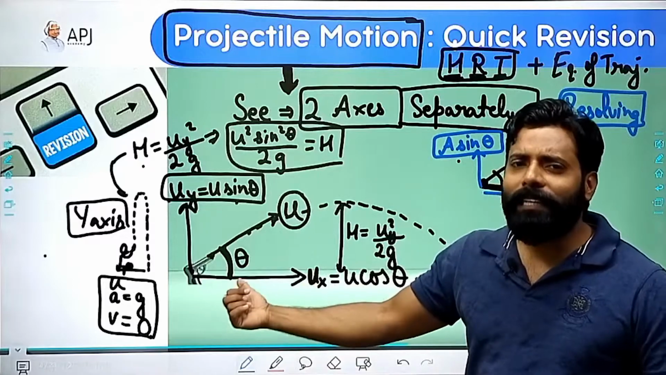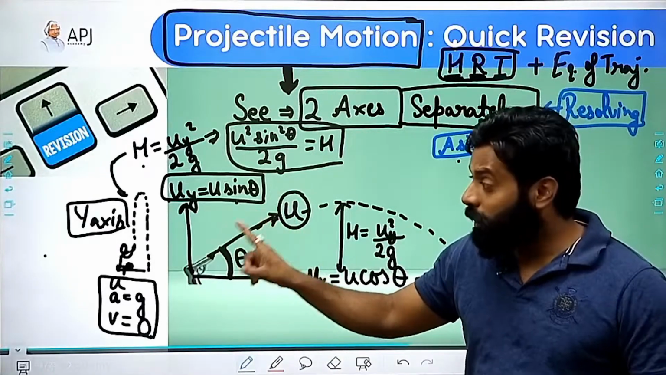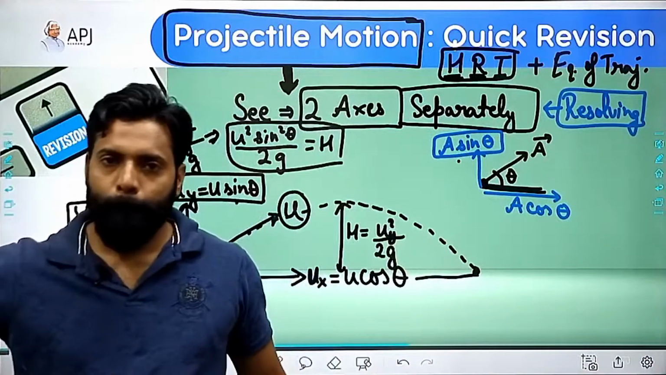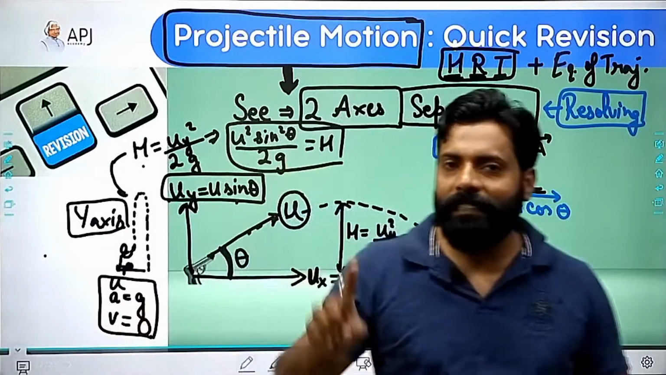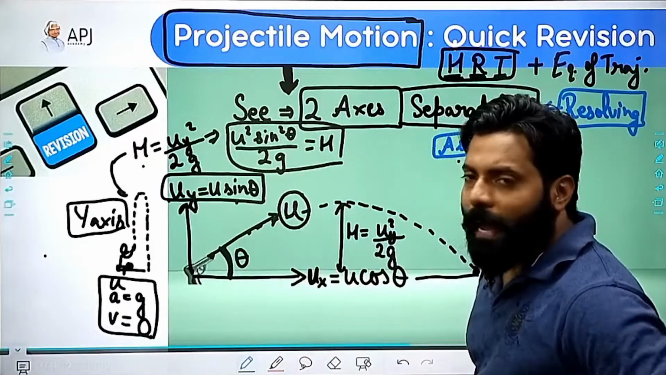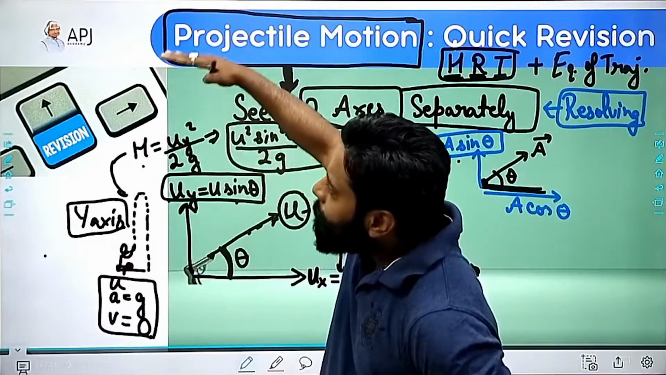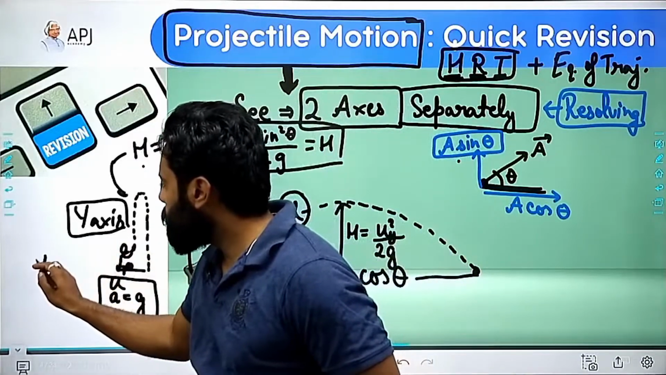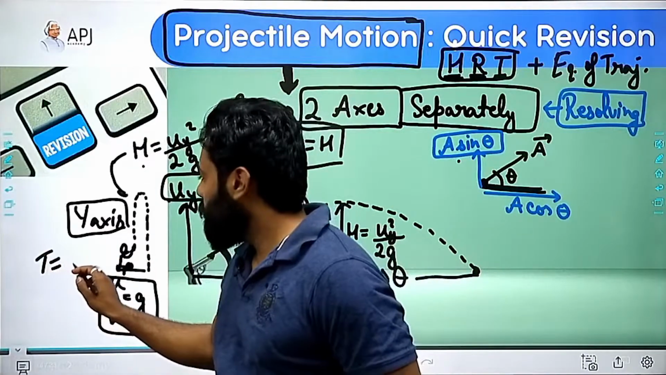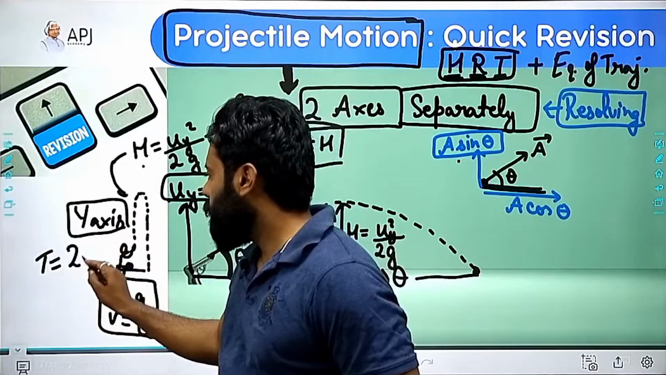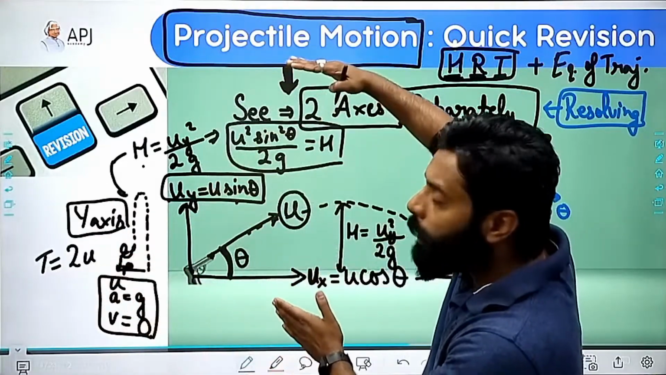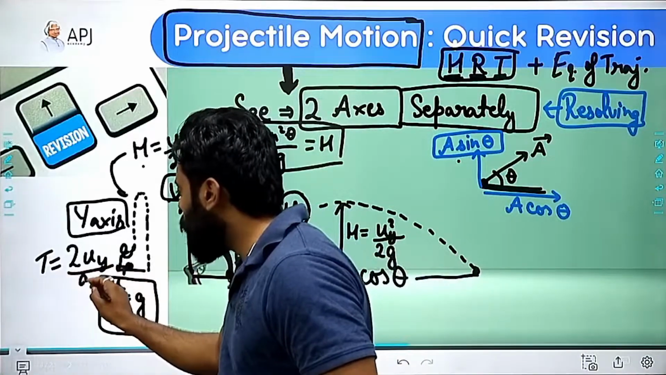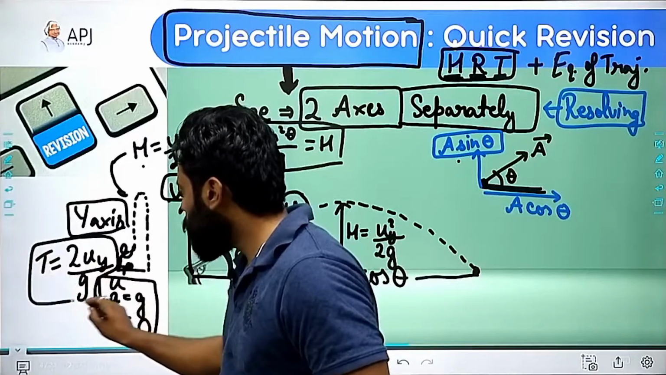Is it decided by the x-axis? No. So the time in air is decided by which axis? Y-axis. The height and the time are decided by the y-axis. So as you know, the time to reach the maximum height is uy by g. The total time, the time of going up and coming down, is 2uy by g. I hope that you are getting this.